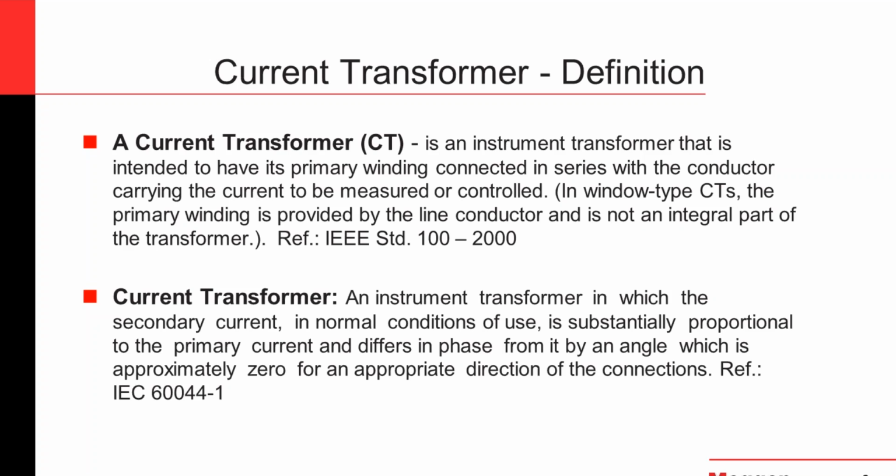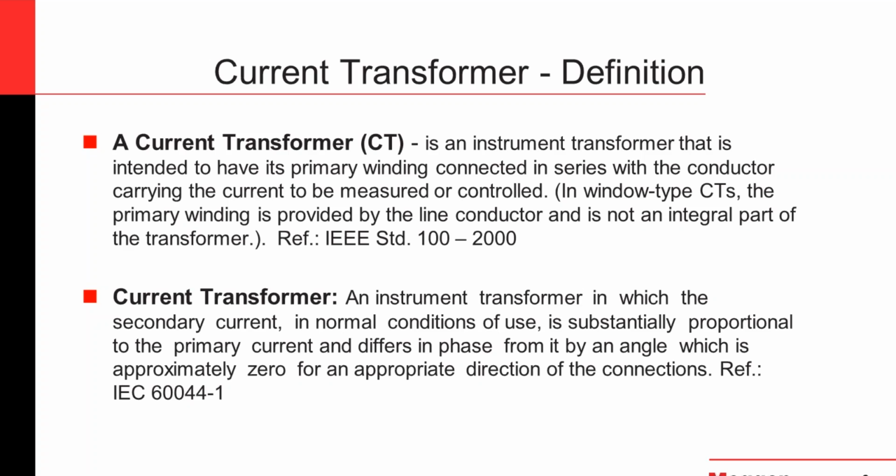The other definition is, again, that it's an instrument transformer which transforms the primary current and the primary voltage into a secondary voltage and a secondary current with minimum ratio deviation and also phase angle deviation. So ideally, we'll go for an exact replica of what is there in the primary winding.